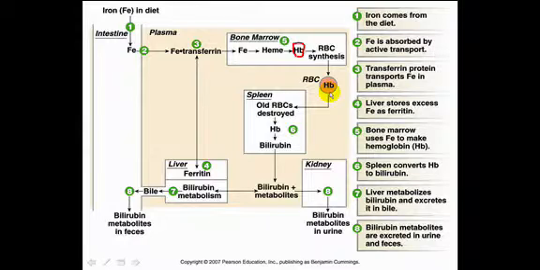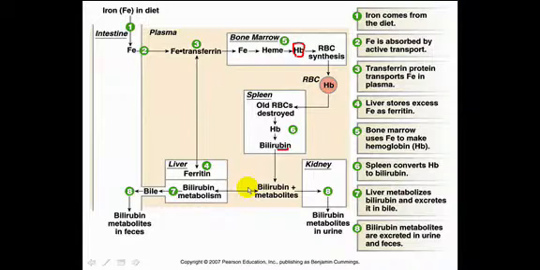And eventually, when it gets old and worn out, the spleen will destroy it, and it will break the hemoglobin down, and the byproduct is what we call bilirubin. Now, bilirubin gets dumped back into the plasma, and your body needs to get rid of the bilirubin because it's a waste product. So how it gets rid of it is some of the bilirubin will go to the kidneys and get excreted in the urine. And bilirubin is yellow in color. It's a pigment, and so that's what gives your urine its yellowish color.